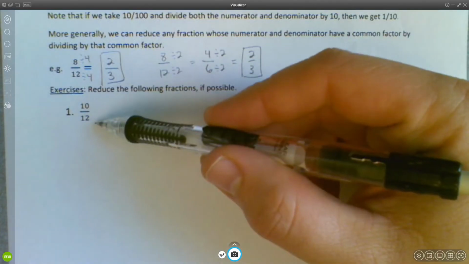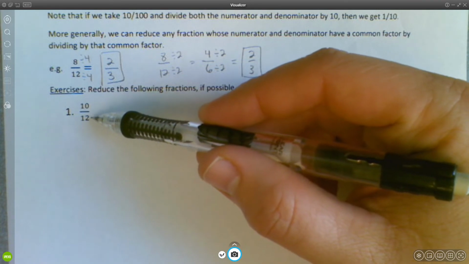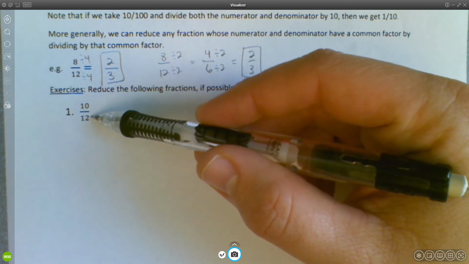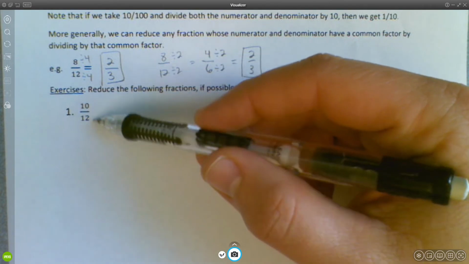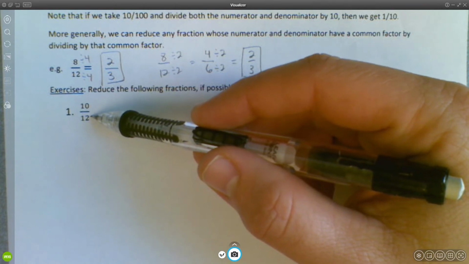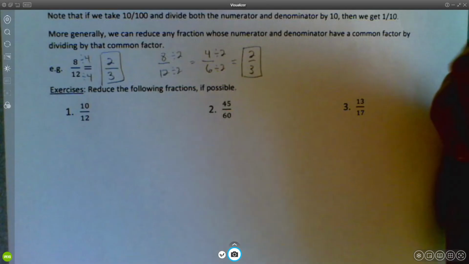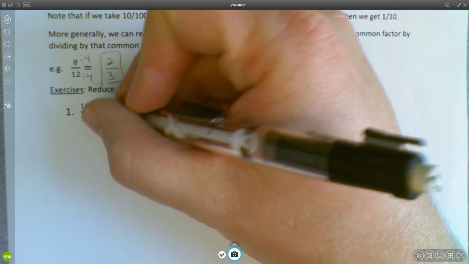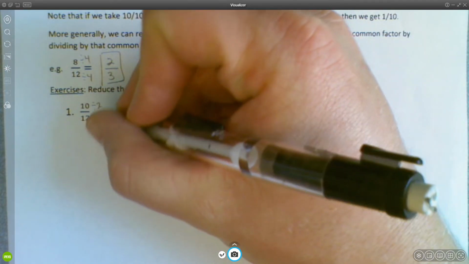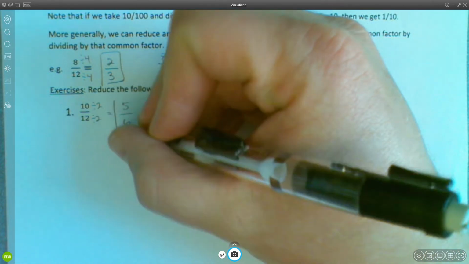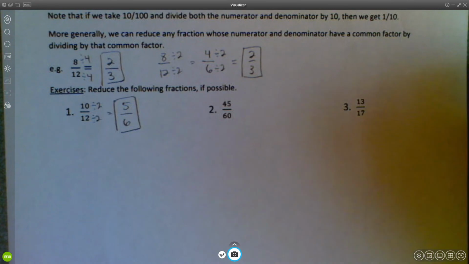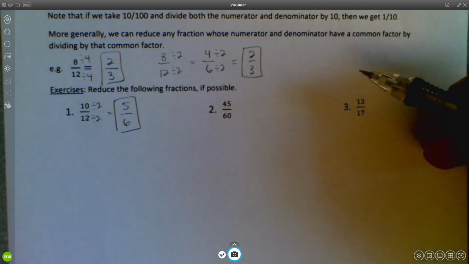For 10/12, I know that 2 goes into both of those numbers. I can't think of anything larger that would go into both, right? 5 goes into 10, but it doesn't go into 12. 6 goes into 12, but it doesn't go into 10. So I think 2 is the best I can do. So I'm going to go ahead and divide by 2. And that gives me 5/6. Okay. Again, you're welcome to use your calculator.